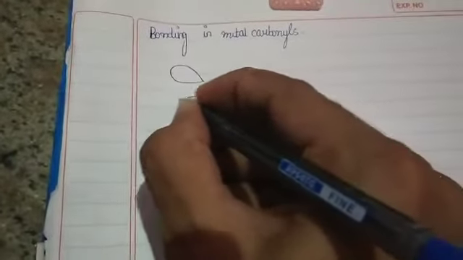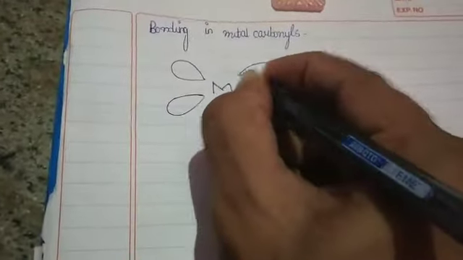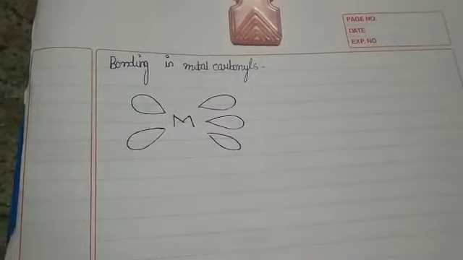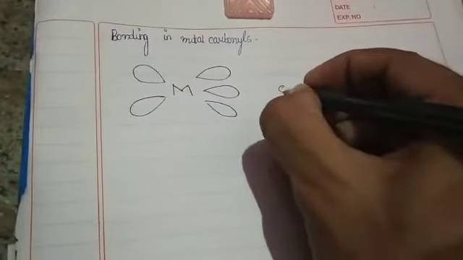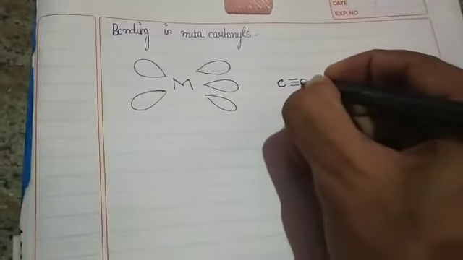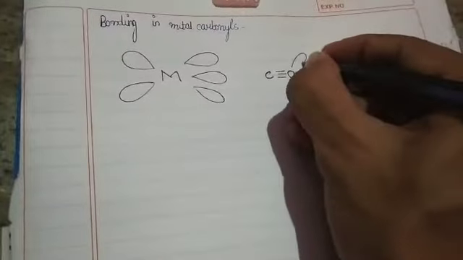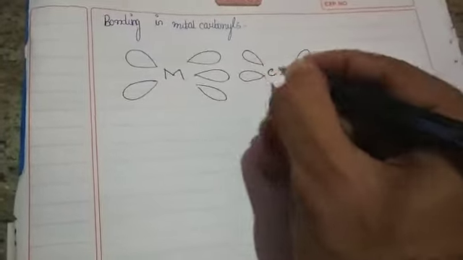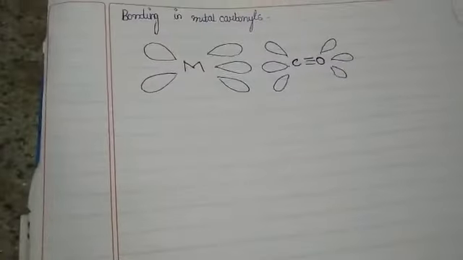So if I choose this as my metal, a central metal atom, and its orbitals are in this way. Okay, this is my central metal atom. Basically, the bonding between the metal and carbon is explained with respect to molecular orbital theory. So this is being connected with your carbonyl, carbon triple bond oxygen. Oxygen has its individual orbitals, and even carbon has its individual orbitals.